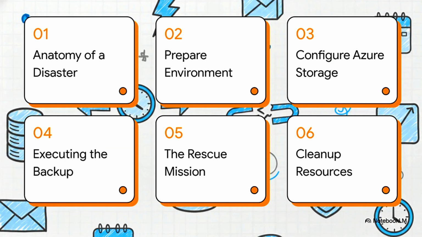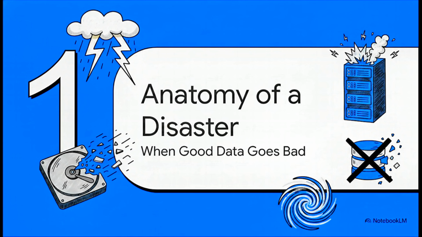Okay, here's our flight path. We'll examine the anatomy of a disaster, get the local environment prepped, configure our secure Azure storage, execute the actual backup, run a simulated rescue mission, and then finally, clean up our resources like true professionals. First up, the anatomy of a disaster, because we really need to establish the exact worst-case scenario that makes this entire lab so essential for your day-to-day work.